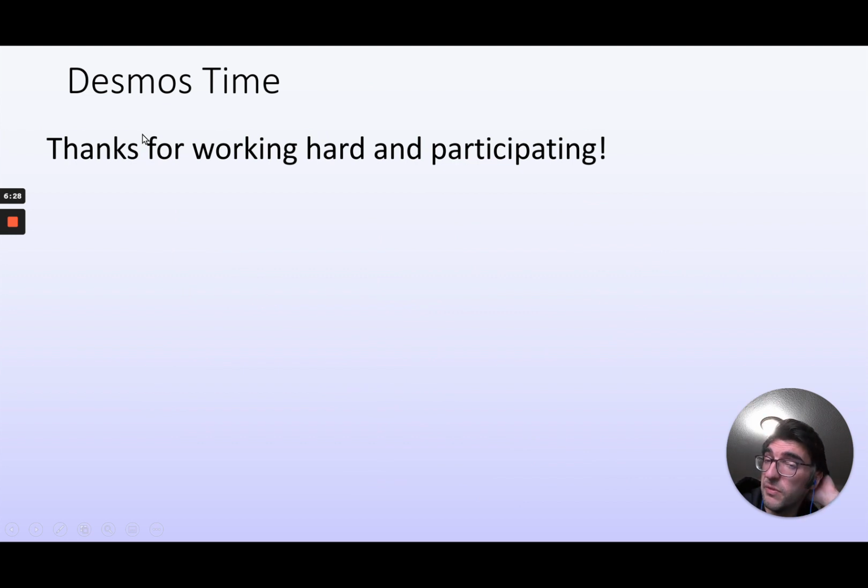Sweet, so we're going to hop on Desmos and work on this new little activity. It's kind of puzzles. This one I actually like quite a bit. So it's looking at angles, some with triangles, some with parallel lines, seeing what we can figure out.